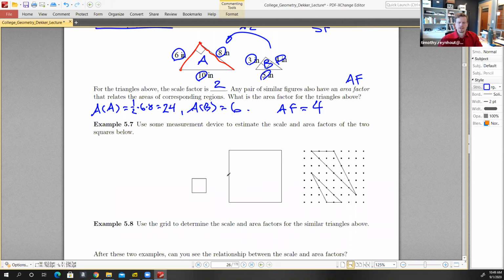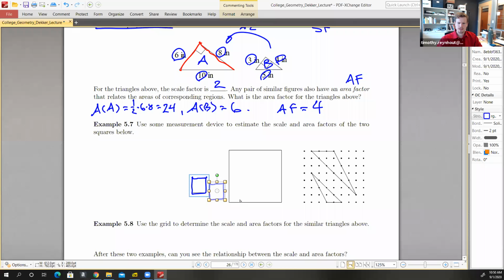So let's use a measuring device to estimate the scale factor of these two squares. Now, I don't have any measuring devices handy, so what we could do is we could take this square, copy it, and move it over. Unfortunately, I don't think that I can copy and paste. No.